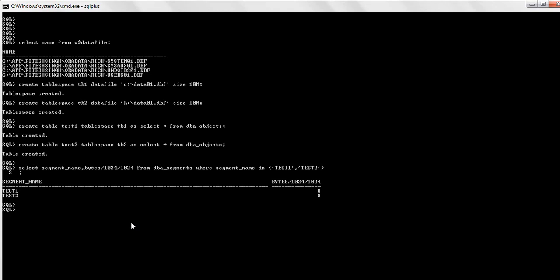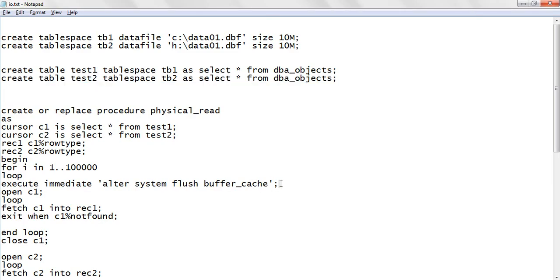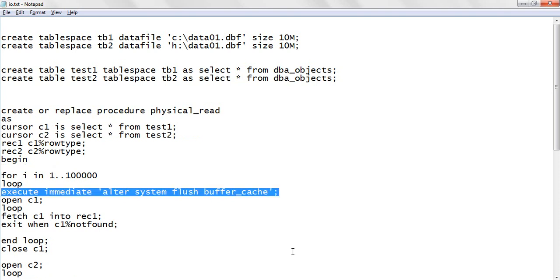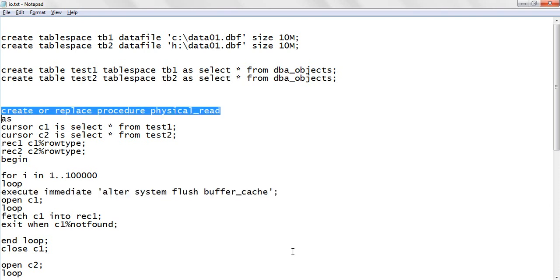But since in our case we are simulating I/O contention or the I/O measurement, I would need to flush out the buffer cache at every interval of my iteration. Here is what I have done in the procedure. I have created two cursors. One is for test 1, another is for test 2. At every loop I am running an alter system flush buffer cache. That means buffer cache will be flushed off after a query is executed, so that next time also it does a physical read rather than doing a logical read. So let me execute this procedure.